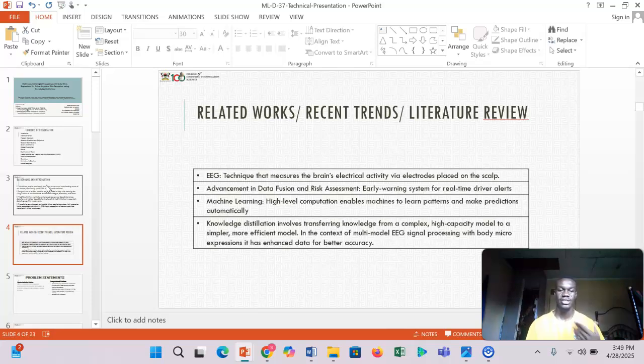Then knowledge distillation involves transferring knowledge from a complex parent or teacher model to a child or student model for a more efficient model. Then in the context of multimodal EEG signal processing of a body micro expression, it has enhanced data for better accuracy. Then machine learning, high level computation, enables machines to learn patterns and make predictions automatically.